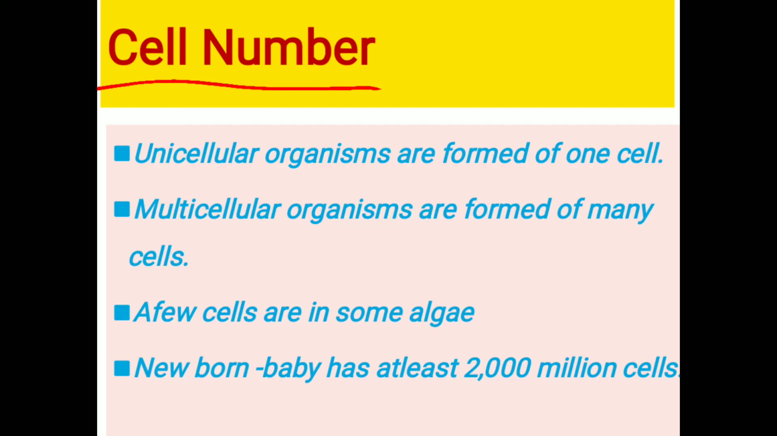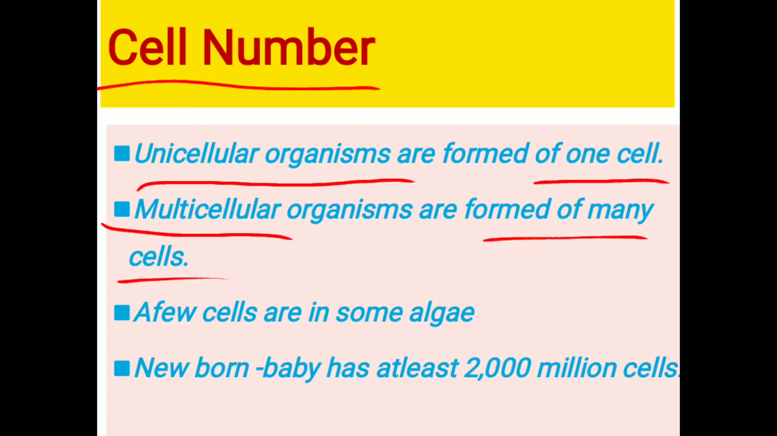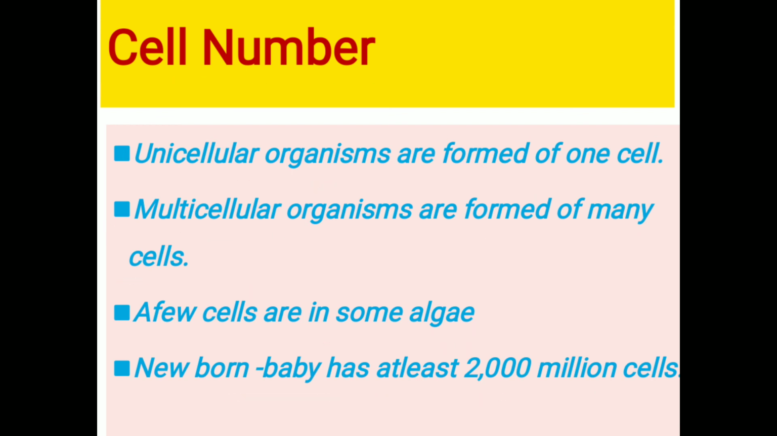Now next topic is cell number. Cell number means the number of cells present in an organism. In unicellular organism, there is only one cell. It means unicellular organisms are made of only one cell. Multicellular organisms are made from many cells. Few cells are present in some algae. A newborn baby has almost 2000 million cells.